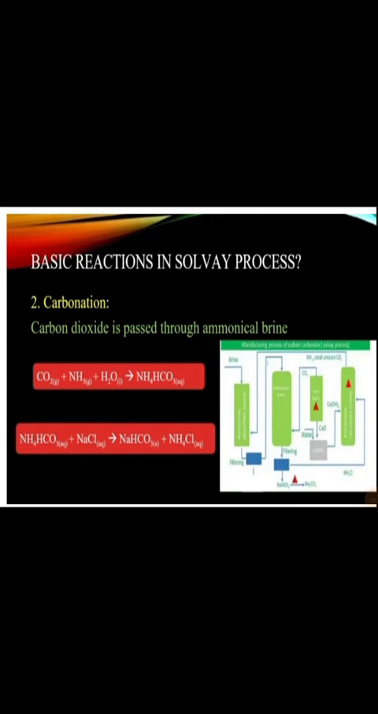Now, the main chamber of this whole procedure is called the carbonation tower, or the Solvay tower. In the first tower, we produced an ammoniacal brine solution. In the second tower, we produced the carbon dioxide. These two are mixed in the reaction chamber. From the top, we add the ammoniacal brine solution, and from the bottom, the carbon dioxide is passed.